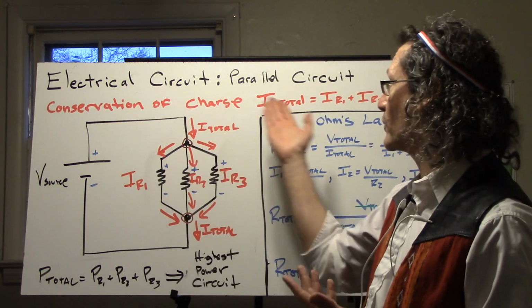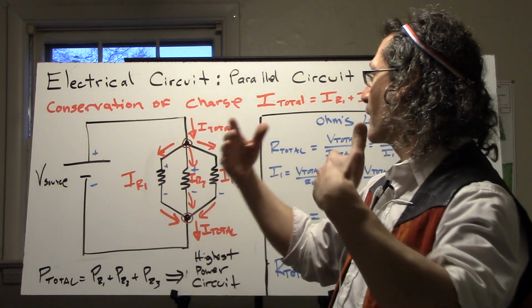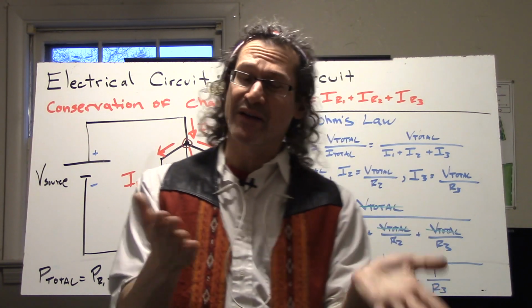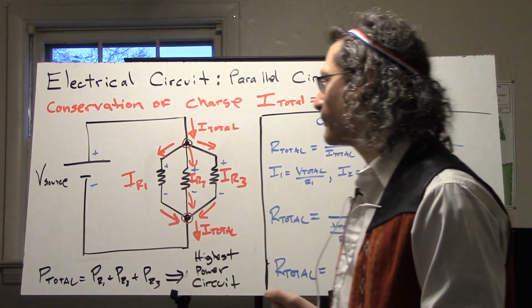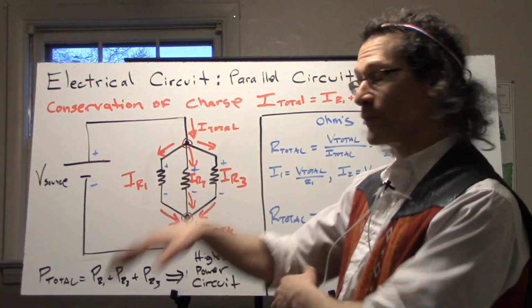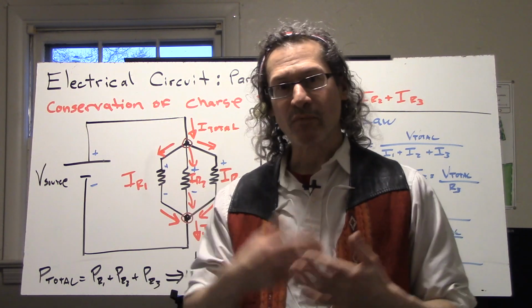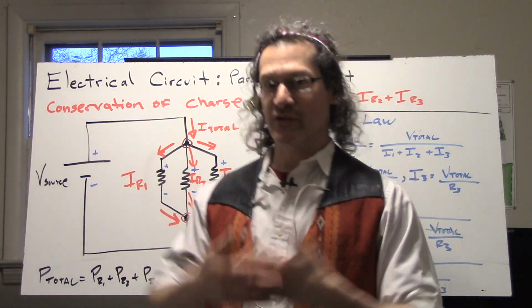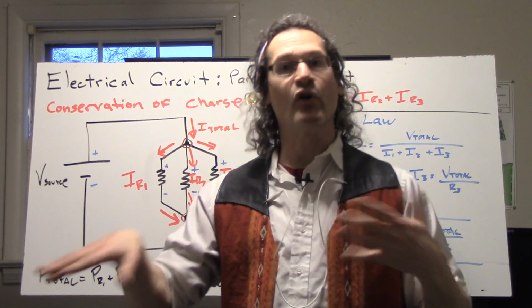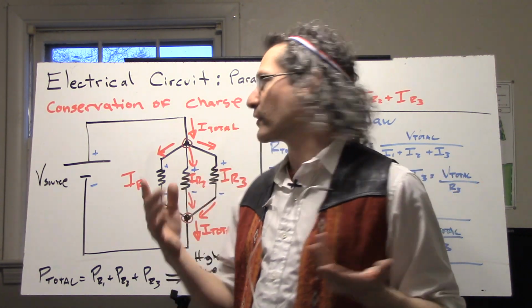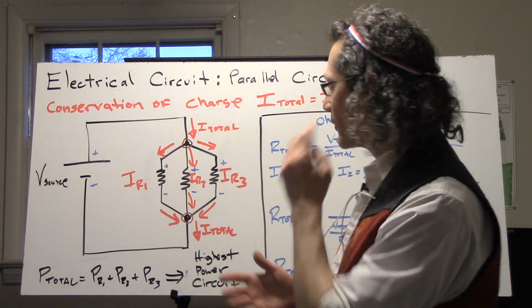Continuation here of electrical circuits, the parallel circuit. What I wanted to show is something called the conservation of charge with a parallel circuit. I've redrawn it to illustrate the fact that charge doesn't appear or disappear randomly. It all just flows through the conductor, which usually are a set of wires, copper or something like that.